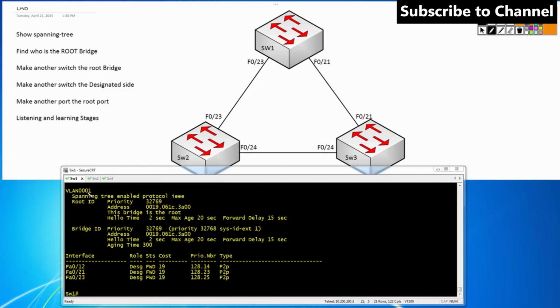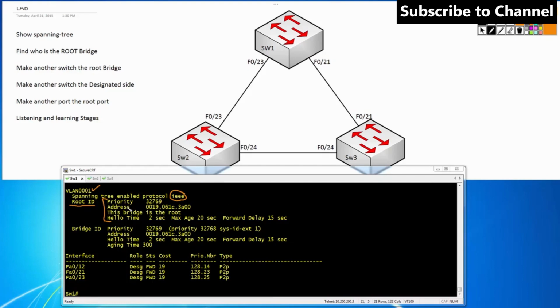First, we have our information of what VLAN this instance is talking about. It tells us what protocol we're using. At this point, we're using IEEE, which is our standard 802.1d. In Cisco's instance, this will be per VLAN spanning tree. This tells me my root ID information. Now remember, this is the information of the root bridge, not of myself.